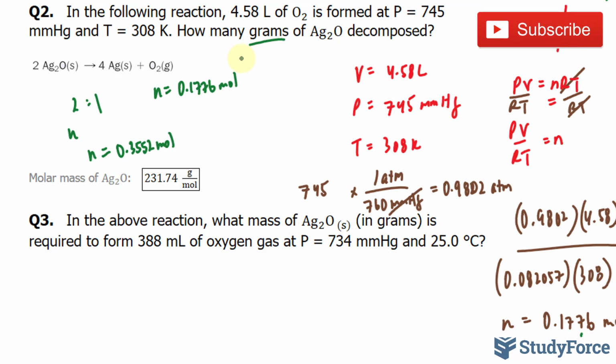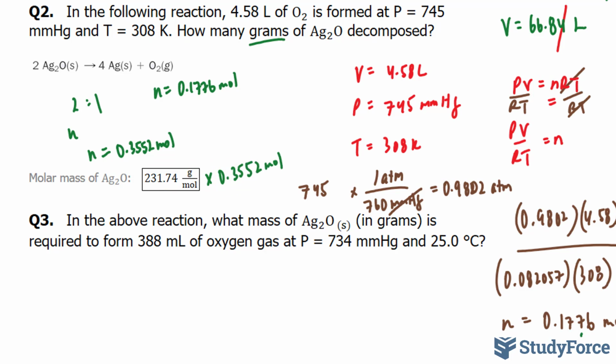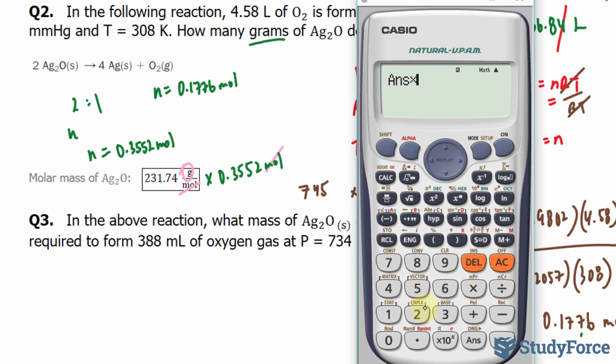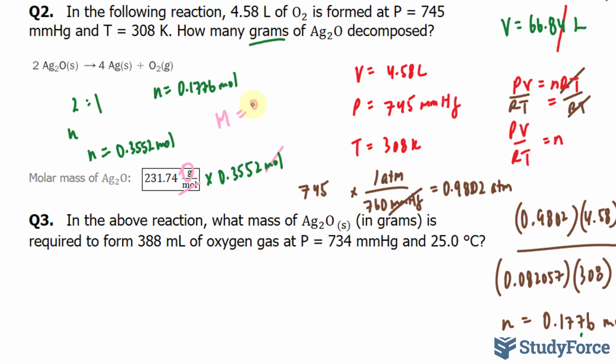They're looking for the grams. So what I'll do is take this number and multiply it by the molar mass. Because by multiplying it by the molar mass, this mole unit and this mole unit will go away, giving you the grams. So taking this number, multiplying it by 231.74, I end up with 82.3. So the mass is 82.3 grams. That is the amount of grams of silver oxide required to form this much volume of oxygen.